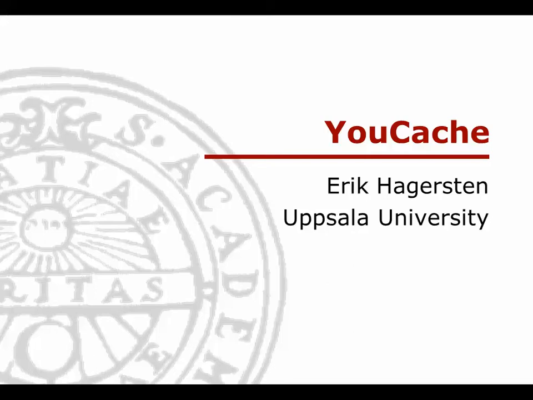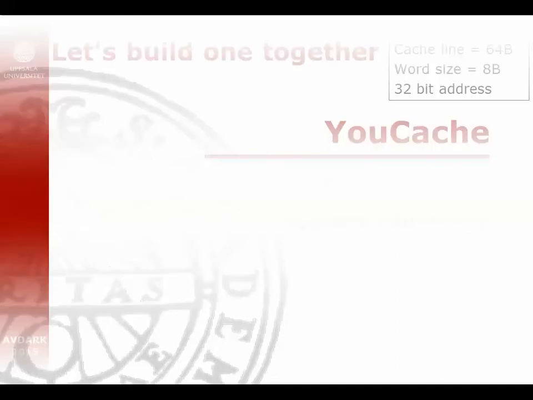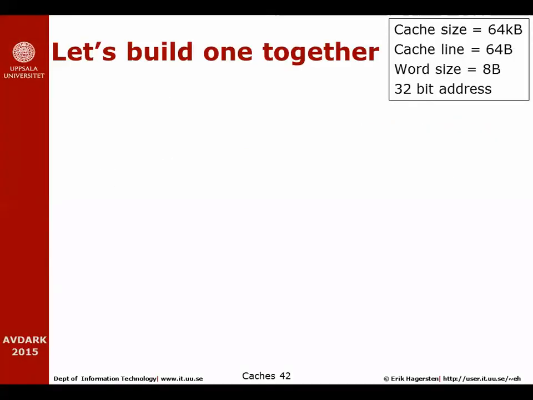So in this video, you will be the one doing the work. You will design the cache. So we're going to build a cache of size 64 kilobytes. The cache line size is 64 bytes and the word size is 8 bytes. It's a 32-bit, byte addressable address as an input to this cache.